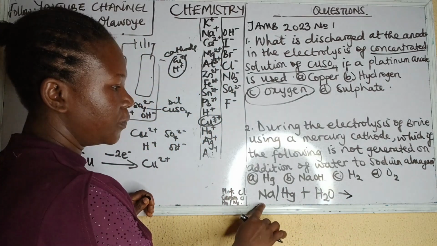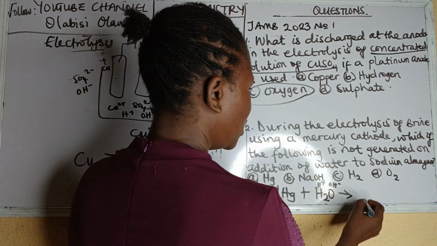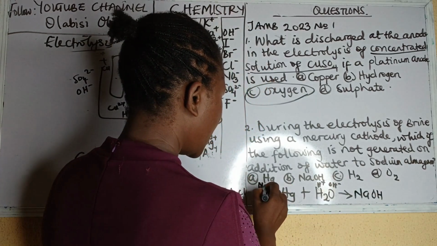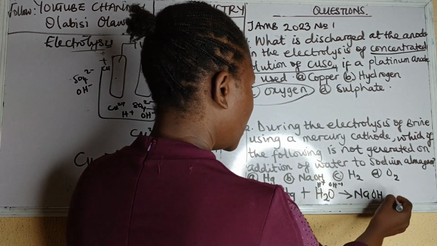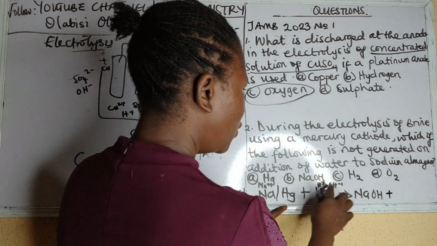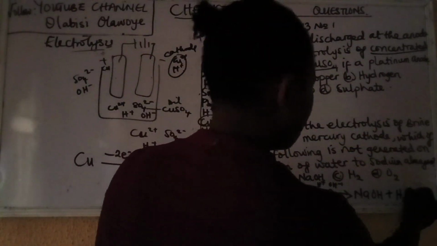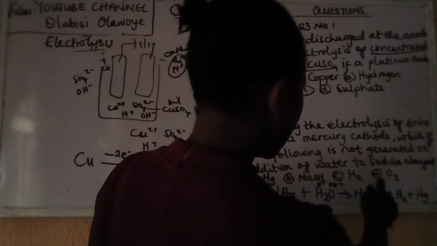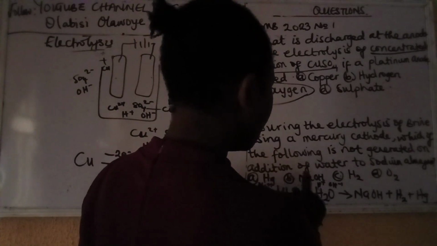we end up getting water that splits into hydrogen ion and hydroxyl ion, which combines into NaOH, because Na here carries +1. It combines with the hydroxyl, they cancel out to give you NaOH, and then we have hydrogen, which is written as hydrogen gas, and then mercury is liberated. So the odd one out here is oxygen. Hydrogen will be discharged, mercury will be produced, sodium hydroxide will be produced.